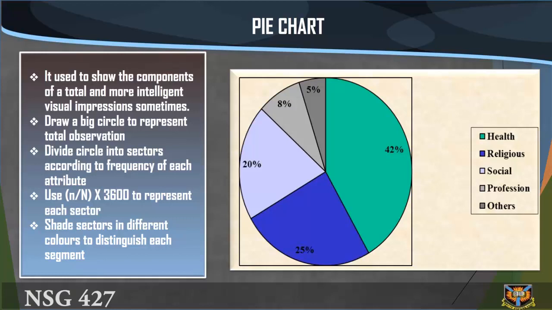Pie chart. It is used to show the components of a total and sometimes gives a more intelligent visual impression. Draw a big circle to represent total observations. Divide the circle into sectors according to the frequency of each attribute. Use n over N times 360° to represent each sector. Shade sectors in different colors to distinguish each segment.